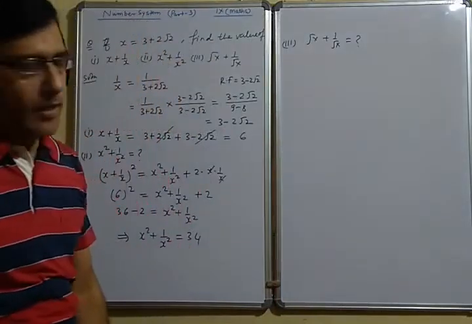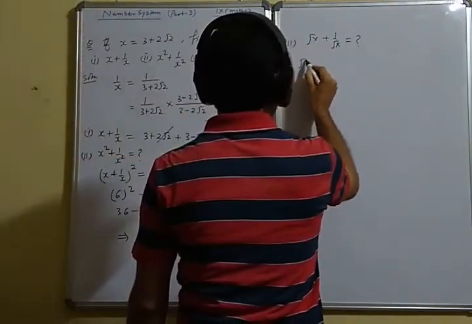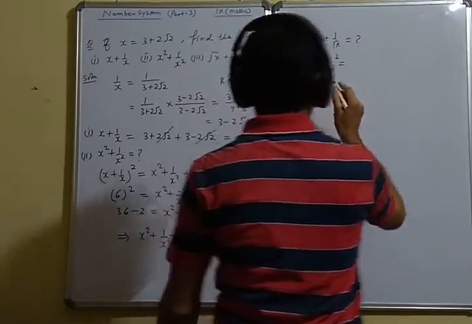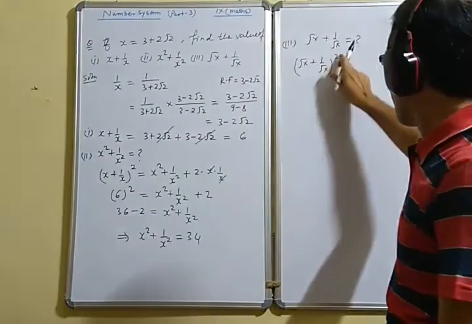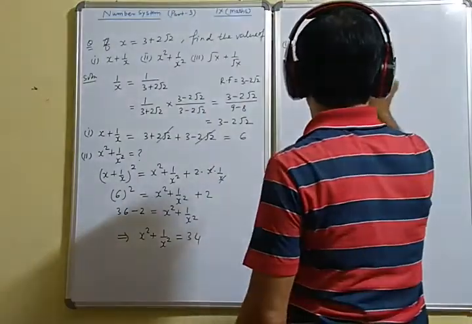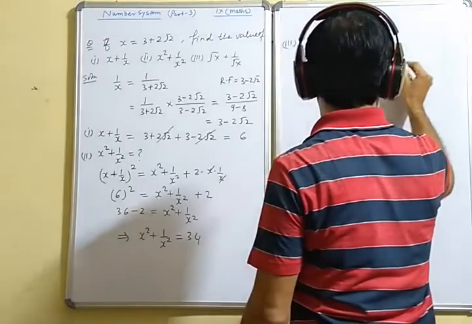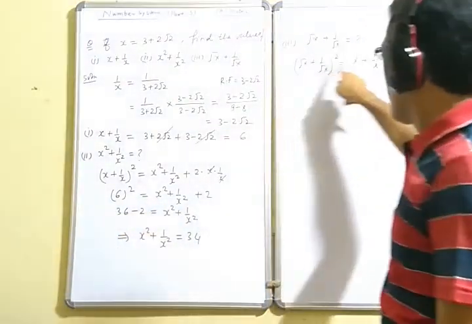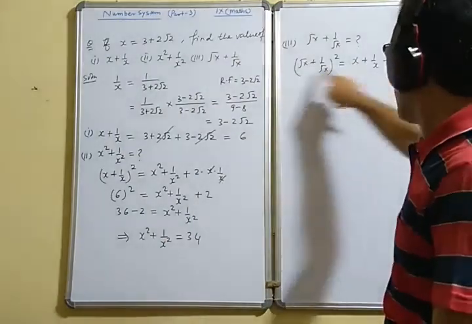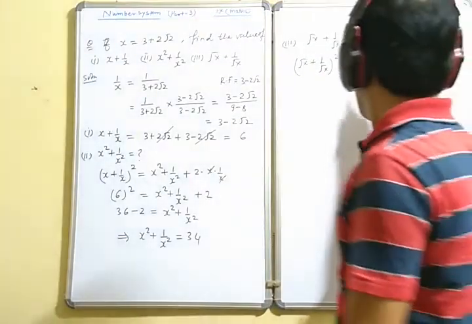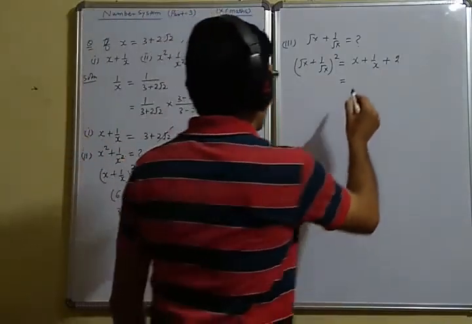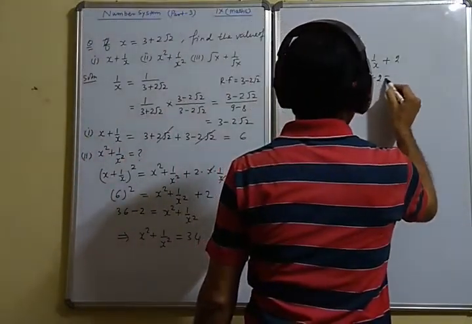Now squaring both sides. Under root x plus 1 upon root x, if you take the square of this, a plus b whole square is a square plus b square plus 2ab, it becomes x plus 1 upon x plus 2. A square is x, b square is 1 upon x, and in 2ab the roots cancel out, so that is 2. Now x plus 1 upon x we know is equal to 6. So it becomes 6 plus 2, and that is equal to 8.